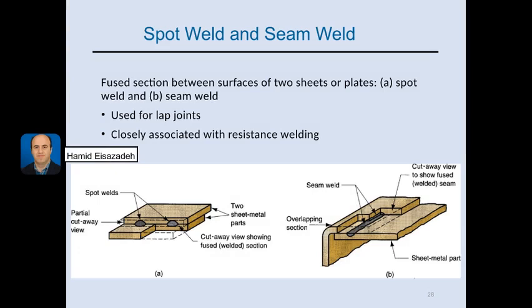If we look at the cross section of the spot weld and seam weld, we see these differences. As you see, spot welds are discrete, right? They are separate from each other, but here we have a continuous weld. So that's the main difference between these two processes.